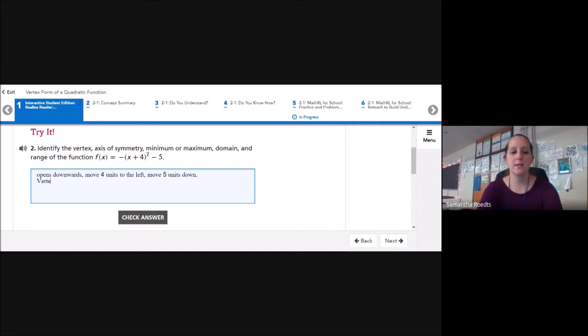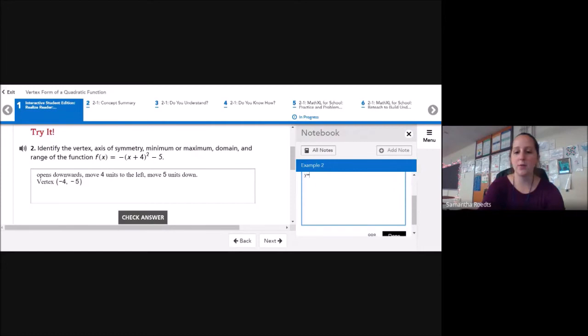The vertex, remember we said was (h, k), so that's going to be (-4, -5), because the vertex is in the form y equals a times (x minus h) squared plus k. So it does open downwards, so this is a maximum.